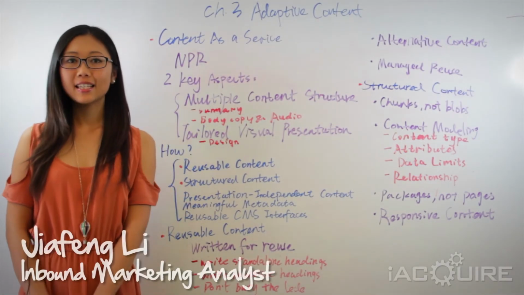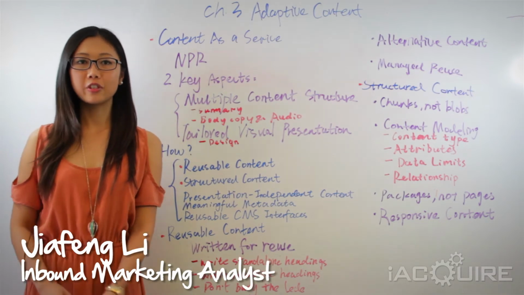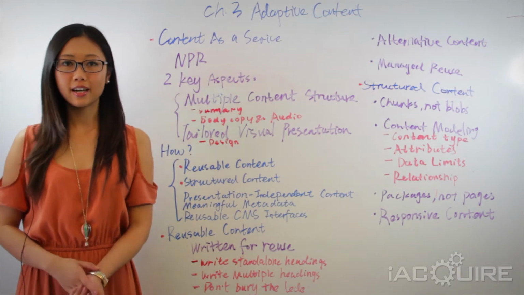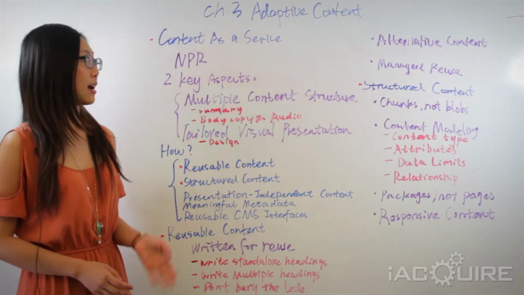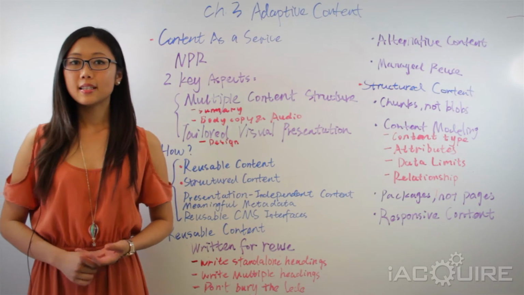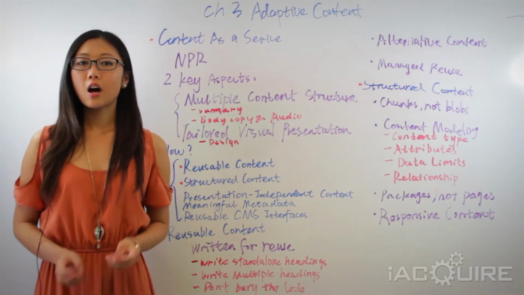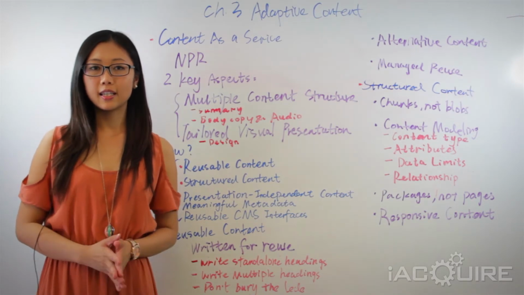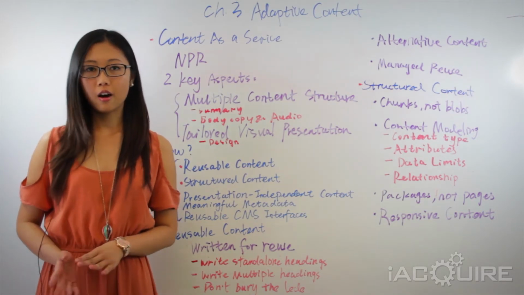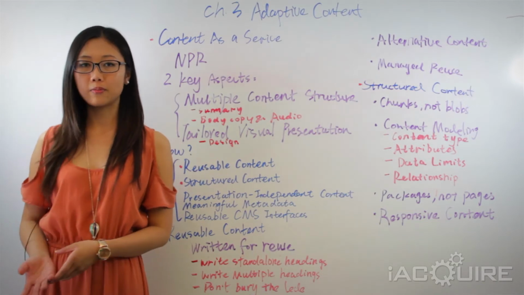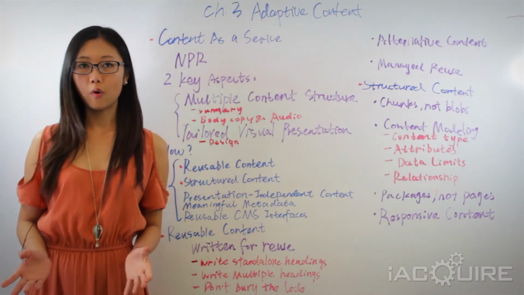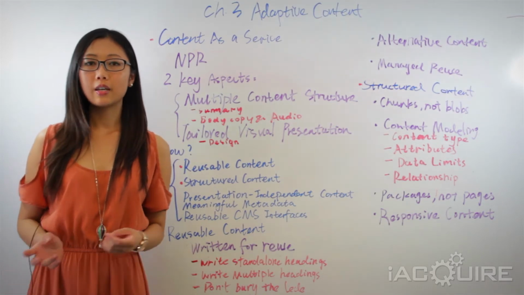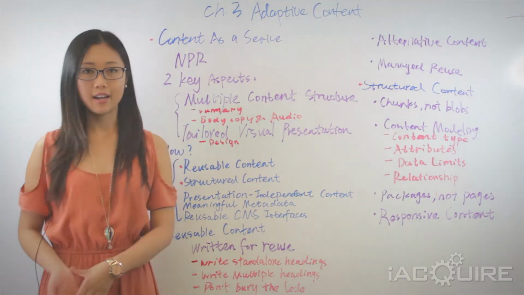I am Jiafeng Li. Today, I will talk about the first half of Chapter 3 of Content Strategy for Mobile by Karen McGrane. Today, the topic is adaptive content. What is adaptive content? Adaptive content means you can create the same content and it can be shared and distributed onto any platforms that you want. I mean, except for desktop, you can display it on mobile devices and some other devices.